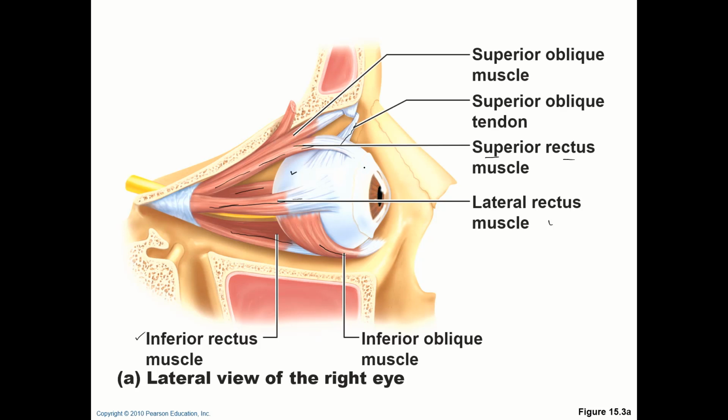If superior rectus contracts, your eyeball will move up when you look upwards. If inferior rectus contracts, the eyeball will move down. If lateral rectus contracts, it will move the eyeball laterally. If medial rectus contracts, it will move medially. Now, these extrinsic eye muscles are also called extraocular muscles, or extrinsic eye muscles.